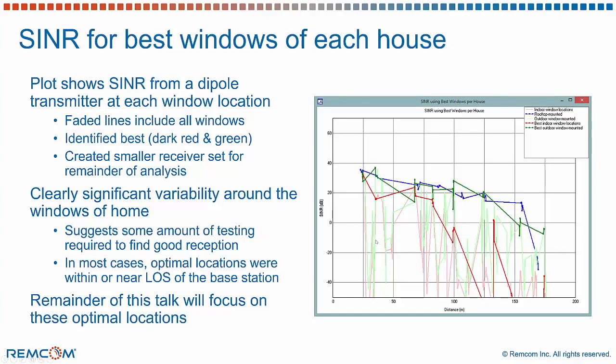So what we did is we then looked at the initial sets of results and we determined which of the windows seemed to be providing the best line of sight or the best received power from the base station. And then we moved forward by creating a reduced set of receivers, the same cluster of 4 receivers, but just at those optimal windows. And we can see those in the dark red and the dark green lines. So the red is the indoor window result. Green is the outdoor window mounted CPE, and the blue are the rooftop CPEs. These are all the results for the left side of the street. There's another similar set of results for the right side of the street.